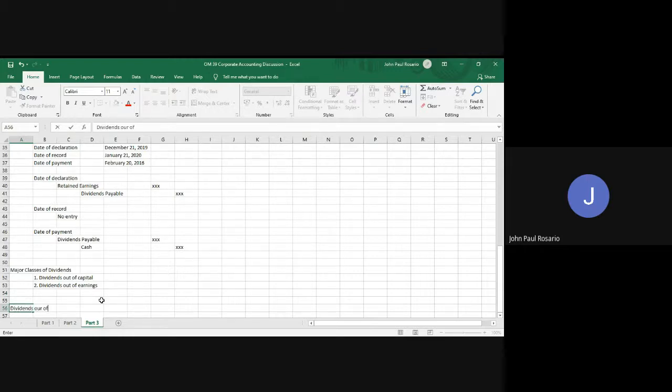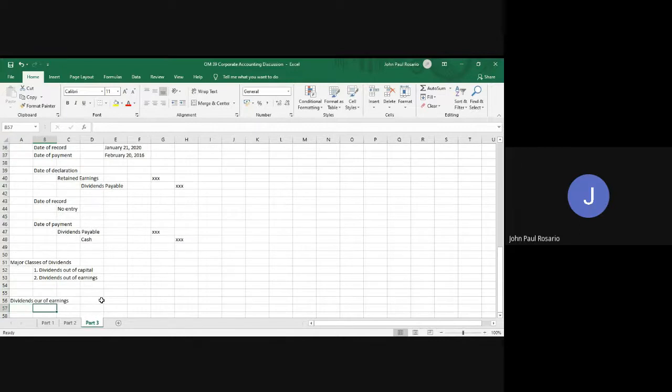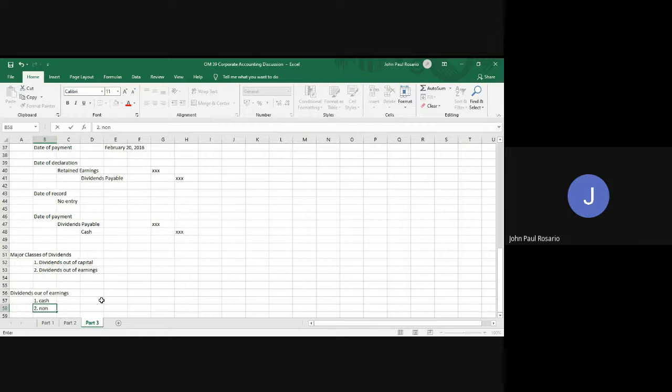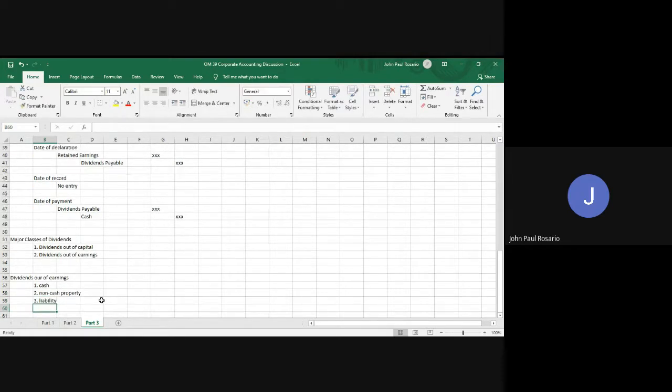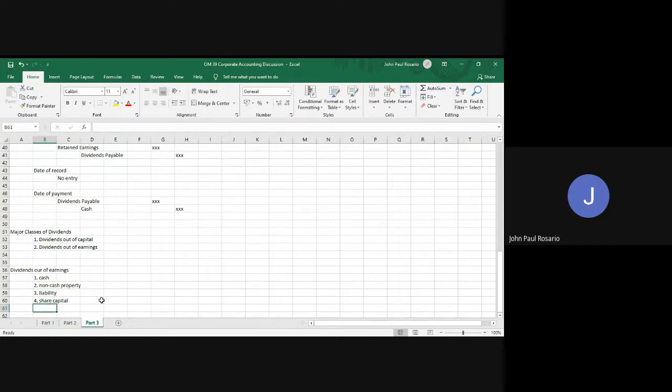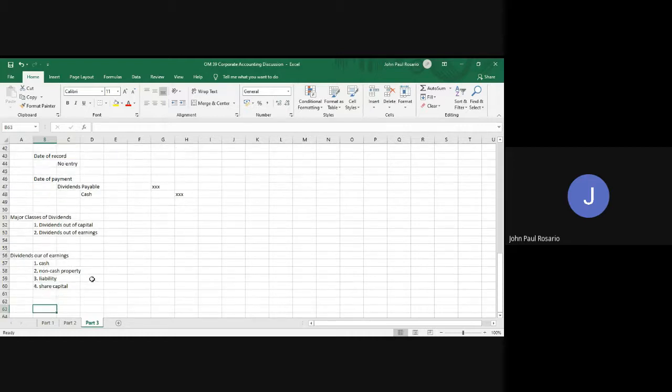dividends out of earnings, which is it can be paid out with cash, with non-cash property, with liability, or with a share capital. So more shares or with shares or share capital naman. Okay. But again, as what I have said, we will only be covering katong dividends out of earnings paid out with cash.